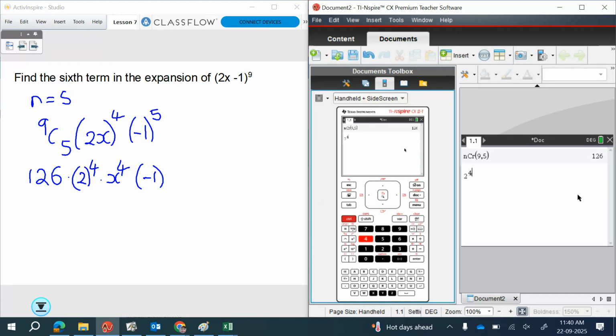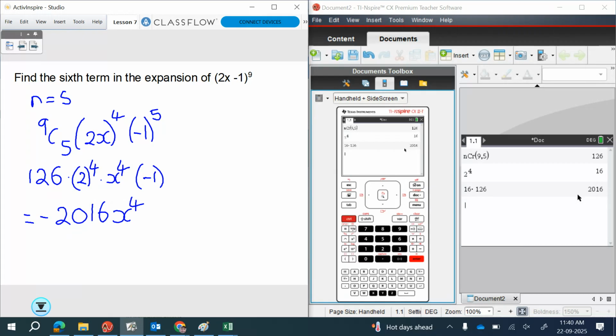2 to the power of 4 is 16. Multiply that by 126, and we get negative 2016 x to the 4.